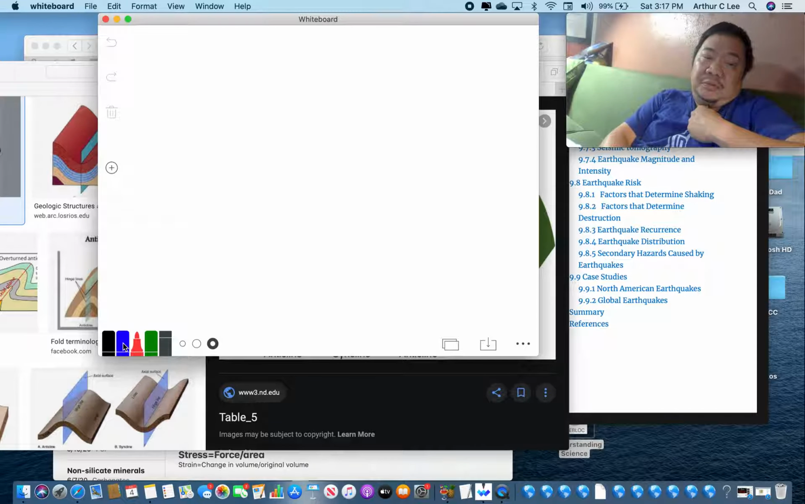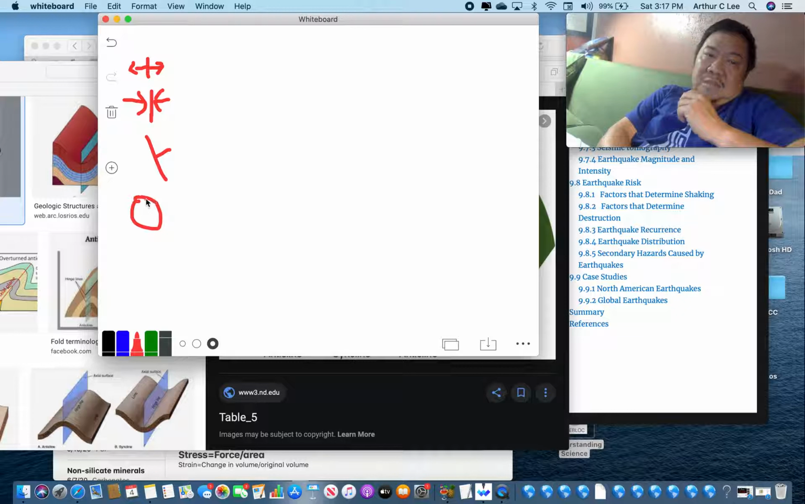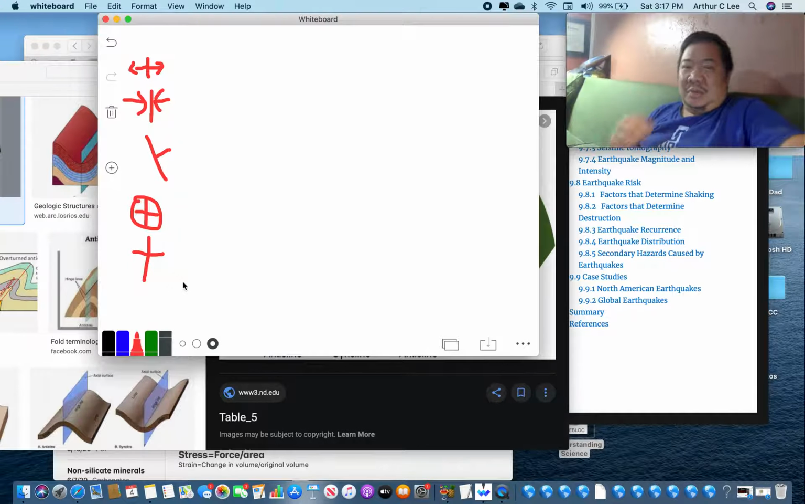Okay, so now you know some symbols. That's the center of an anticline. That's the center of a syncline. That's a strike and dip symbol. Strike, dip. That's horizontal beds. And the next symbol you need to know is the cross. Not the cross in math, but the cross in geology. Cross means vertical beds. It means going straight down like this. So let's say I had a block diagram.